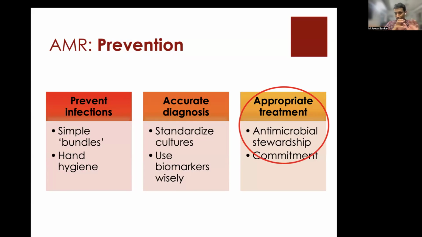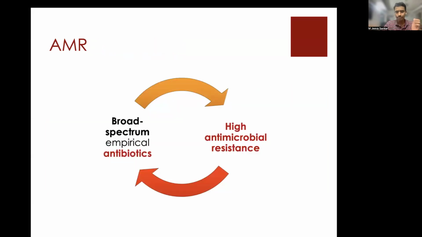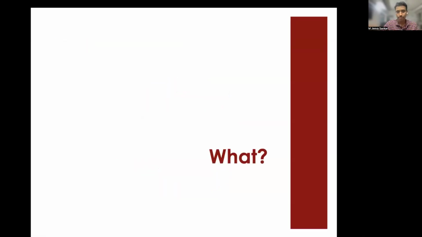Appropriate treatment, having an antibiotic policy and an antibiotic stewardship program, they are crucial to prevent and to reduce the antimicrobial resistance burden. And this we all know, this is common sense. So when you have high antimicrobial resistance, then you end up using broad spectrum empirical antibiotics, which will lead to more selection of resistant pathogens, and that will lead to high antimicrobial resistance. And that's the vicious cycle. There's no way you can escape from the vicious cycle unless you take steps to prevent infections, to have better diagnosis, and then you have a stewardship program.